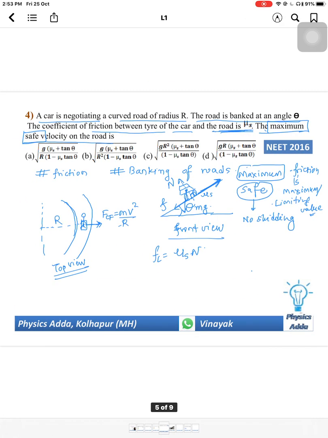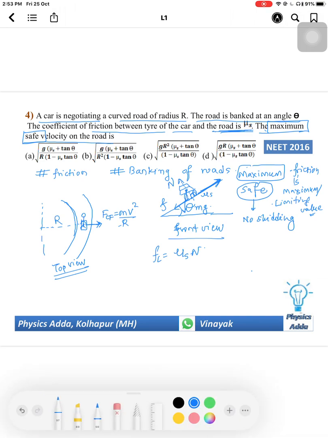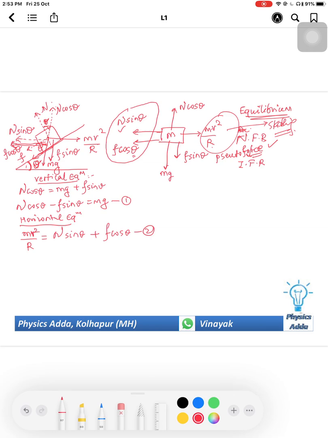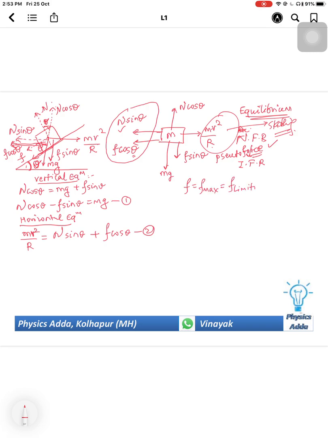So if you see the problem again, the two words are given. The first word is maximum, and the second one is safe. So here, what is the maximum value of f? It will be f max. Friction max is equal to f limiting. It is mu times n, mu times normal reaction. So I'll put it over here and over here, and I'll be getting two equations again.